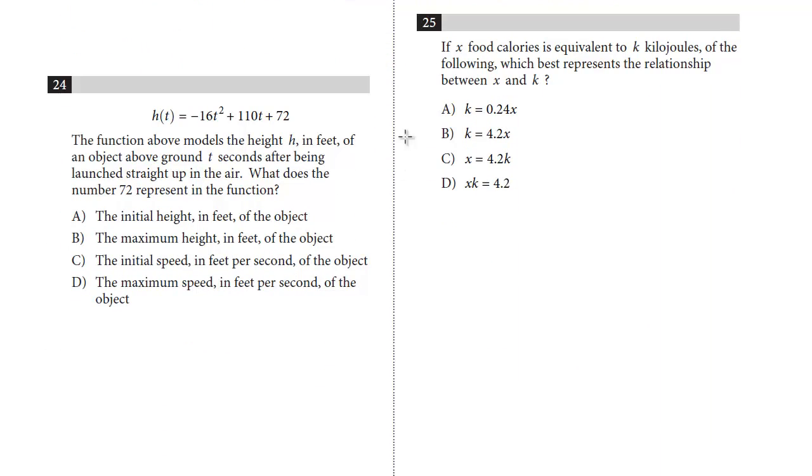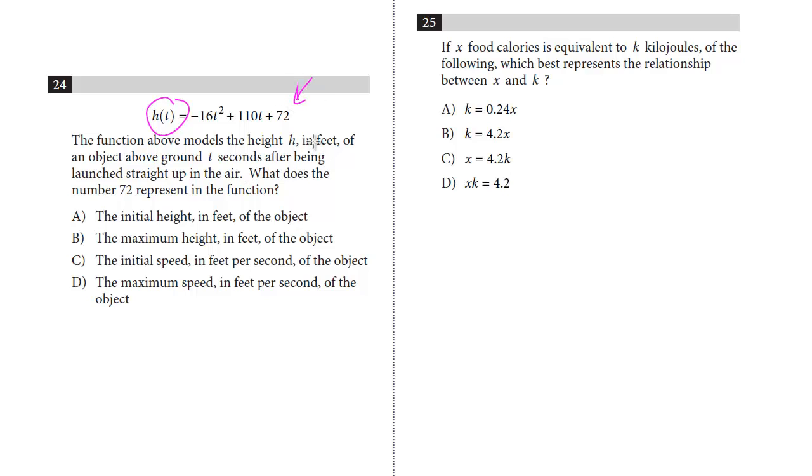The function above models the height h in feet of an object above ground t seconds after being launched straight up in the air. What does the number 72 represent in the function? So we have this quadratic, and we're told that it's the height of an object t seconds after being launched straight up in the air. And we want to know what 72 represents.